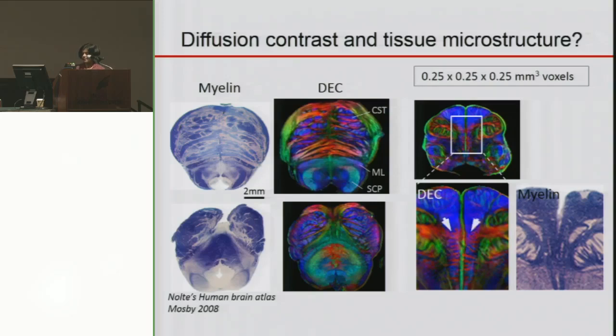Here we can see these very fine horizontal red fibers that are emerging from the olives in the medulla. And these are less easy to differentiate using myelin staining because they basically just differ in their orientations.